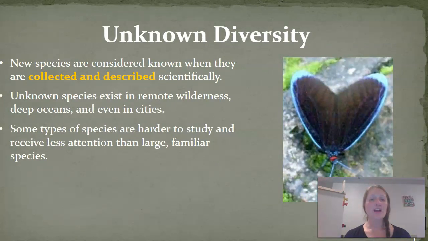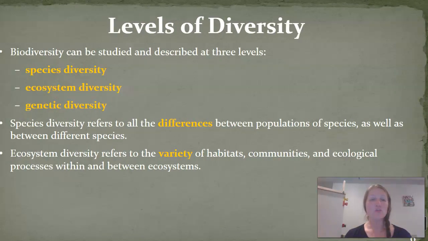Okay. So when we talk about new species, as soon as something is identified, we do collect a sample, we describe it scientifically, and we put it into a category so that we can study and look at, again, the biodiversity on our planet. Okay. So we do look at levels of diversity: species diversity, ecosystem diversity, and genetic diversity. When we talk about species diversity, we are looking at the difference between populations of species as well as between different species.